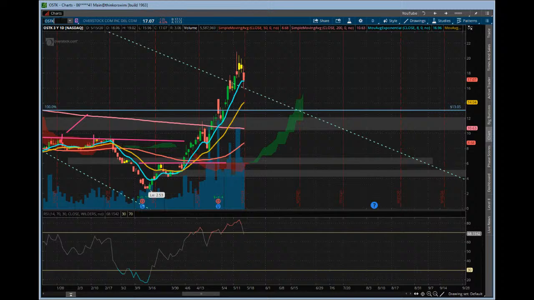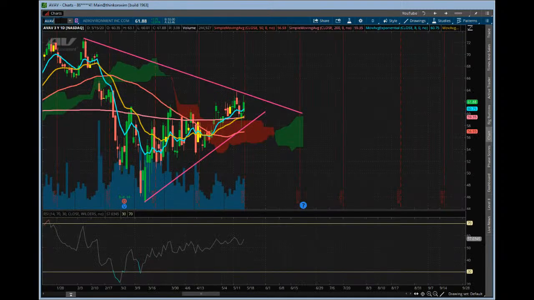The Nest, AVAV, 75 million. Wow. So that's good for AVAV. Let's see how that goes. See if we can get back up above this trend line right there.